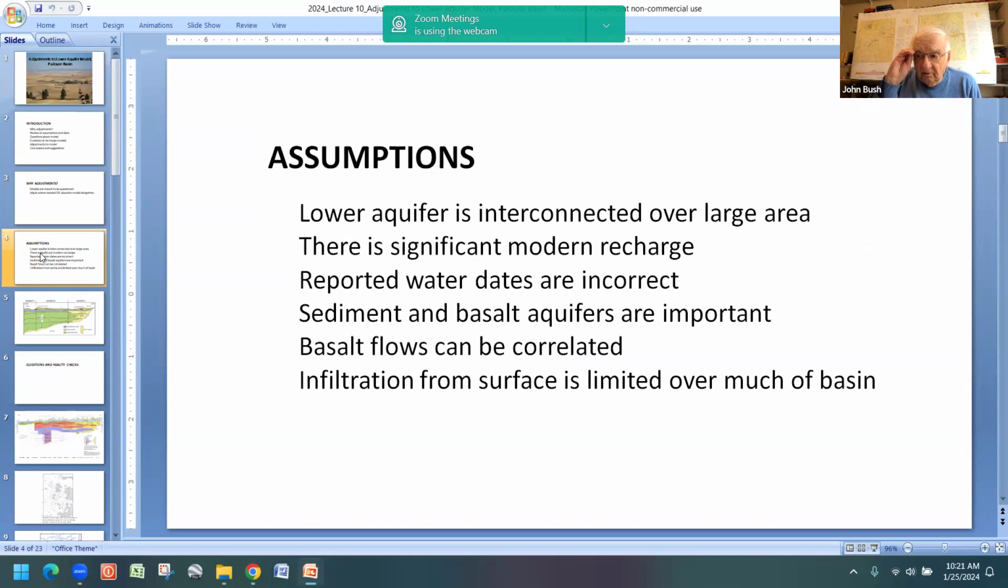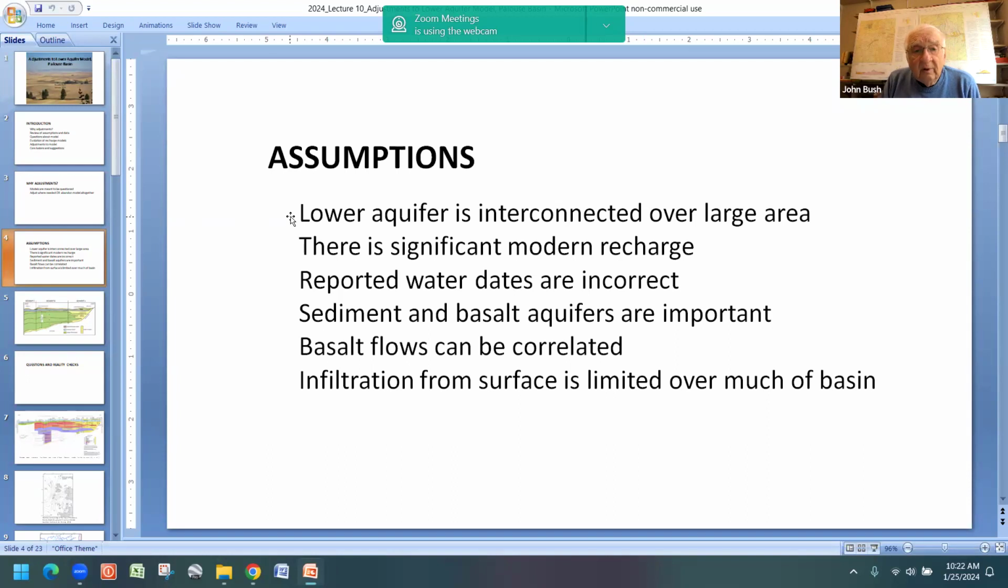So before starting, what are some of the assumptions? When we put all the data together, you have to remember there are hundreds of publications, projects, reports, and well reports on the aquifer system in the Moscow-Pullman area. When you put the whole picture together in some kind of simplified explanation, there are some assumptions that you make. We made tens of those, but I'm just listing the six major ones that I use.